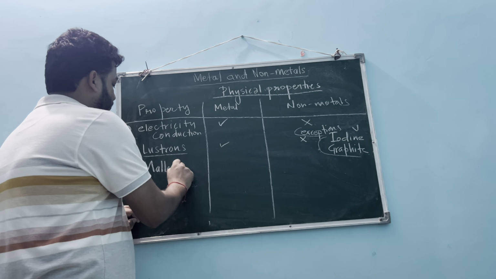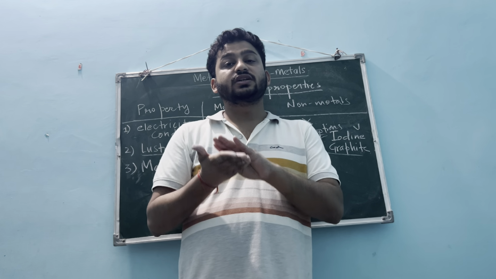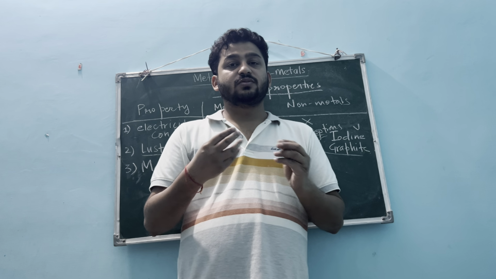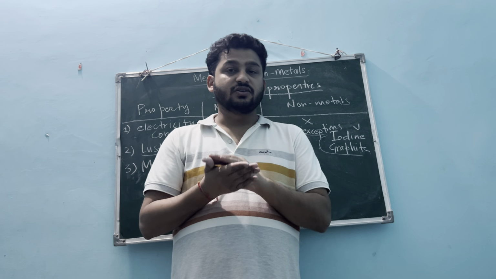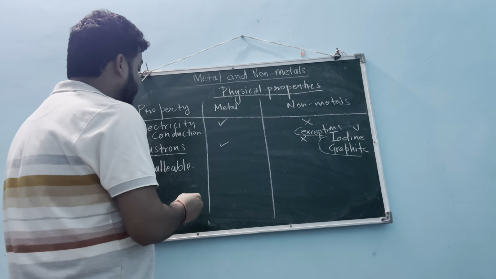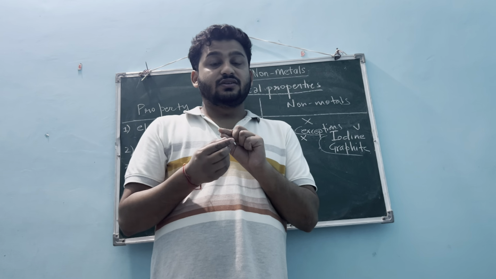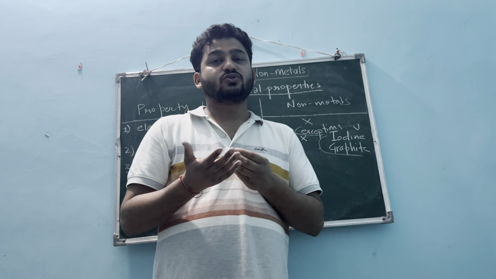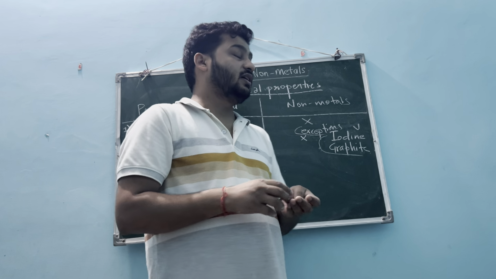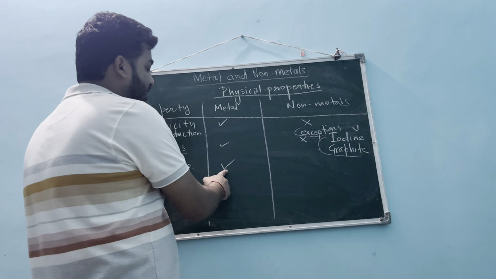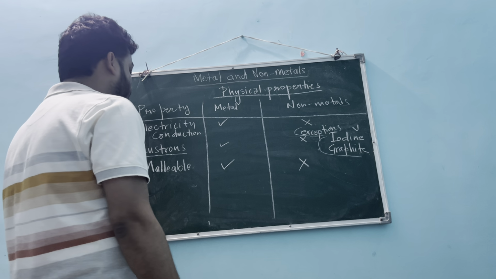Third, malleable. Malleable means the property by which a substance can be converted into thin sheets. Metals are malleable. You must have seen a thin sheet of silver on your sweets, and gold foils are also there, and aluminium foil that we use daily in our kitchen. Metals are malleable, but non-metals cannot be.